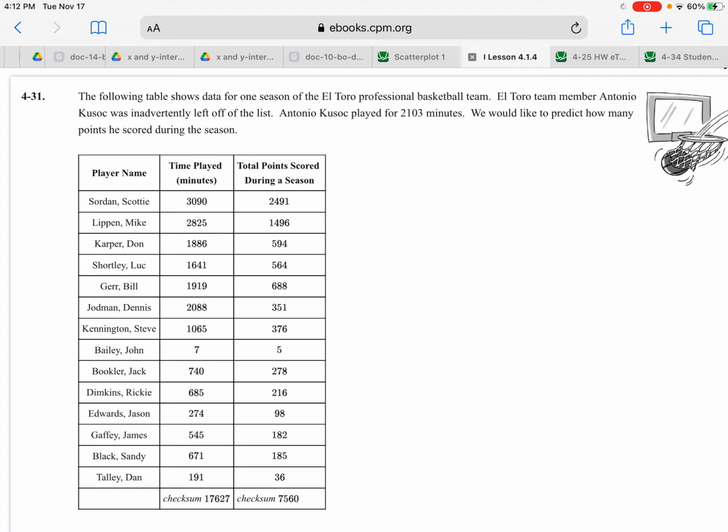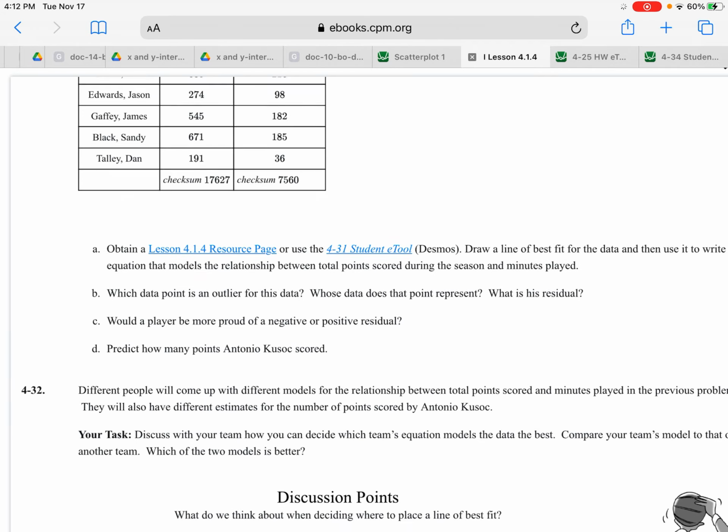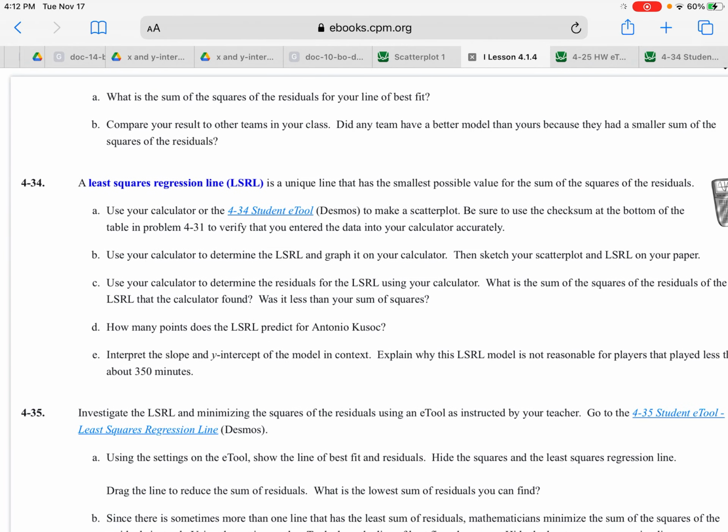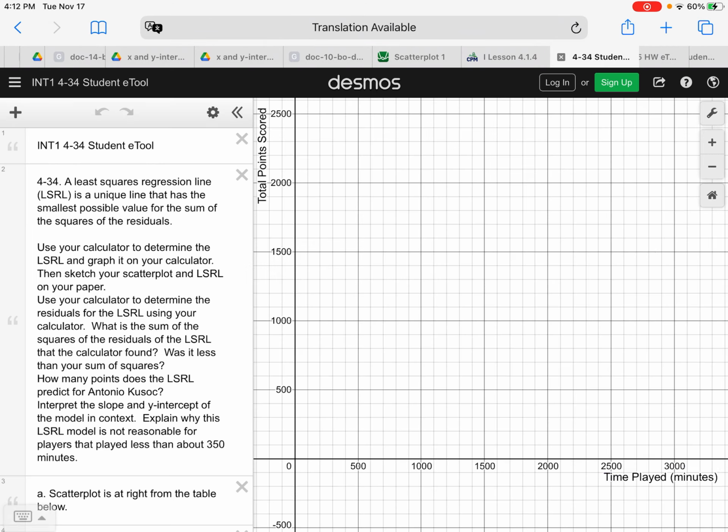So then, anyway, they got their minutes played, they got their points scored, and we're going to take a look at this scatter plot. So if you go down to 434, we're going to skip to that E tool just to be able to talk through this when we talk about a least squares regression line. I mentioned that in our notes the other day. Least squares regression line is the best line of best fit. And so if we click on here, the 434 E tool, it takes us to all this data.